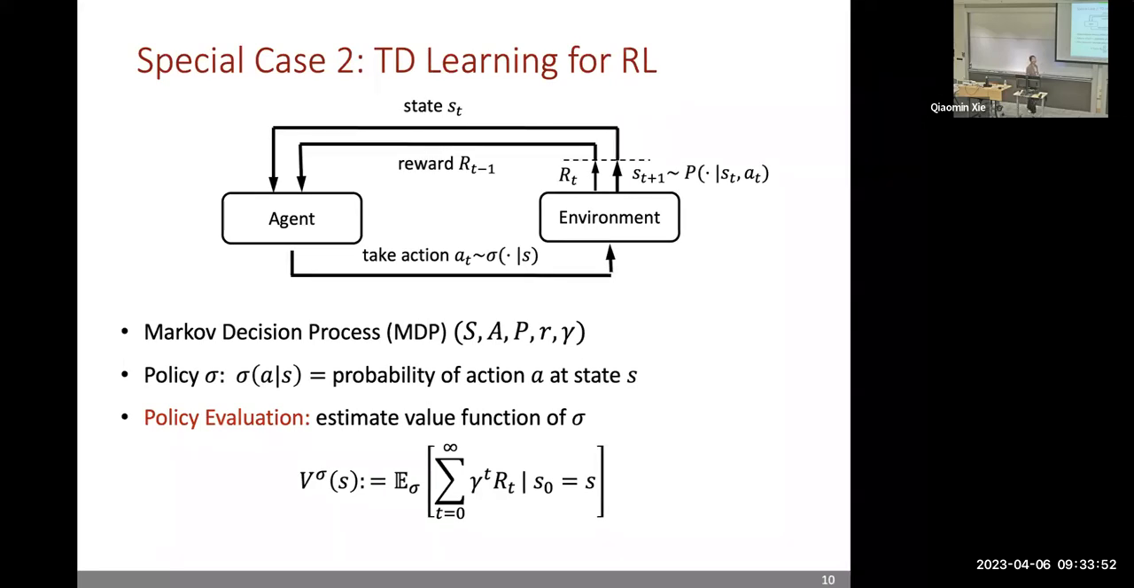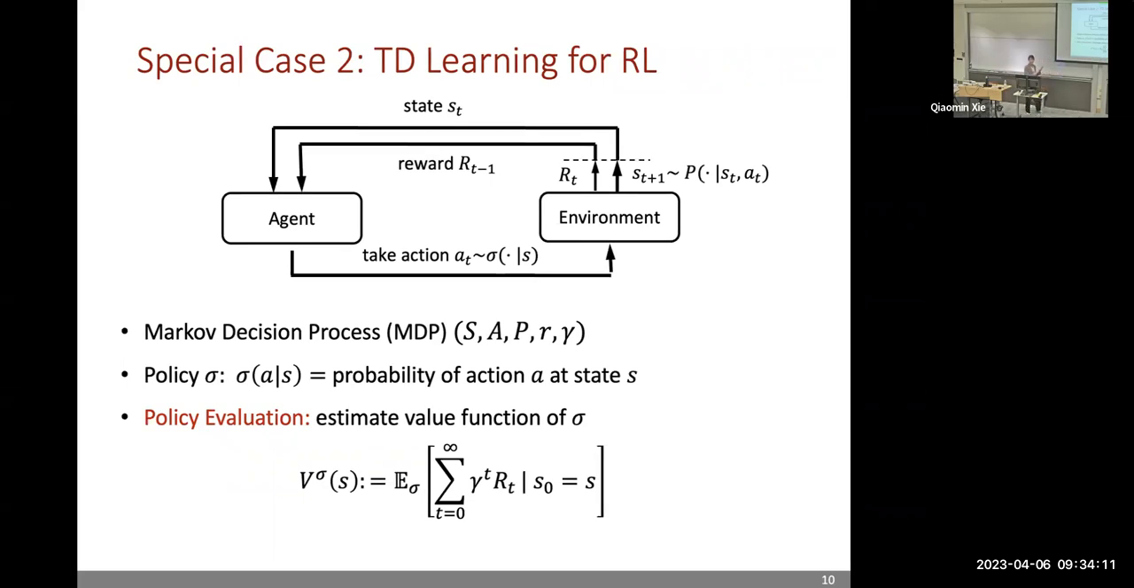And why is this problem important? In reinforcement learning, many algorithms, like actor-critic algorithms and policy gradient optimization-based algorithms, all rely on policy evaluation as a subroutine. So it's important that you can do this step efficiently.